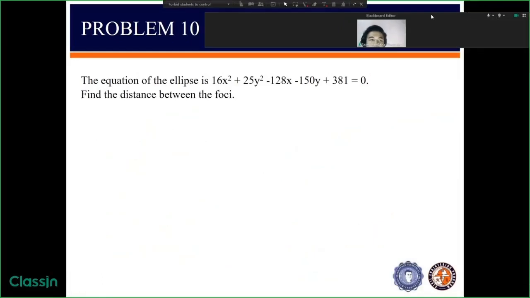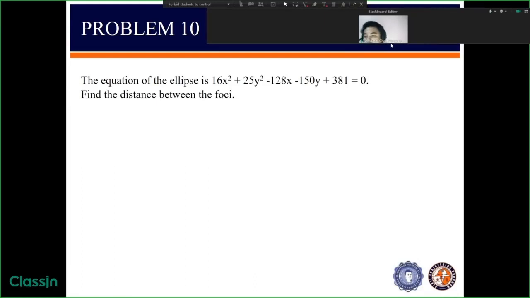So, here we are at problem number 10. Okay? So, problem number 10, the equation of the ellipse is given, no? Given the equation of the ellipse, which is 16x squared plus 25y squared minus 128x minus 150y plus 381 equal to 0. Then we need to find the distance between the foci.